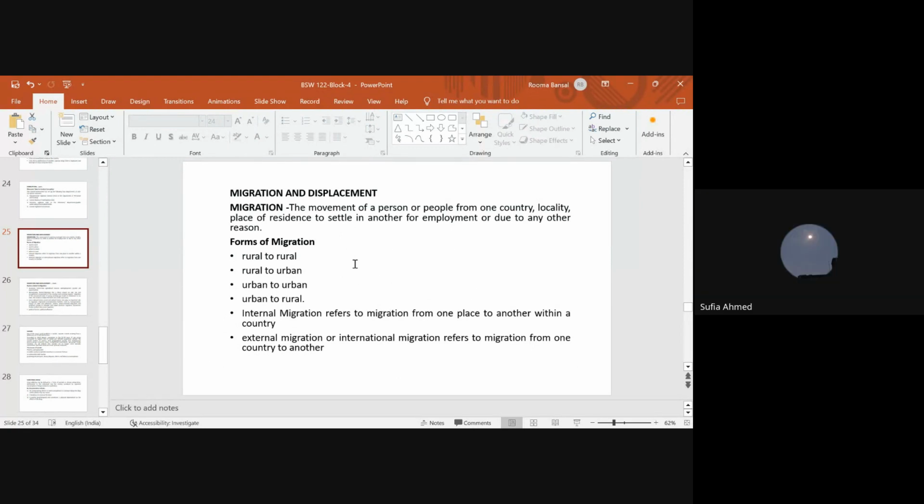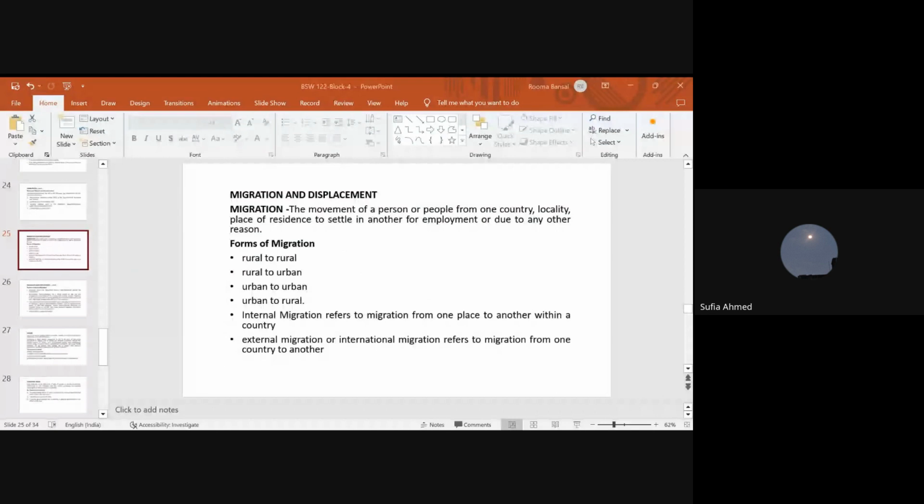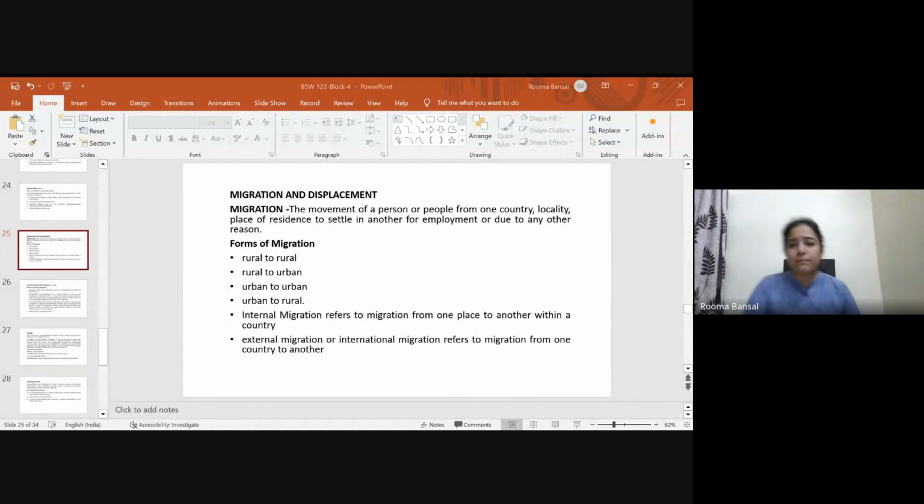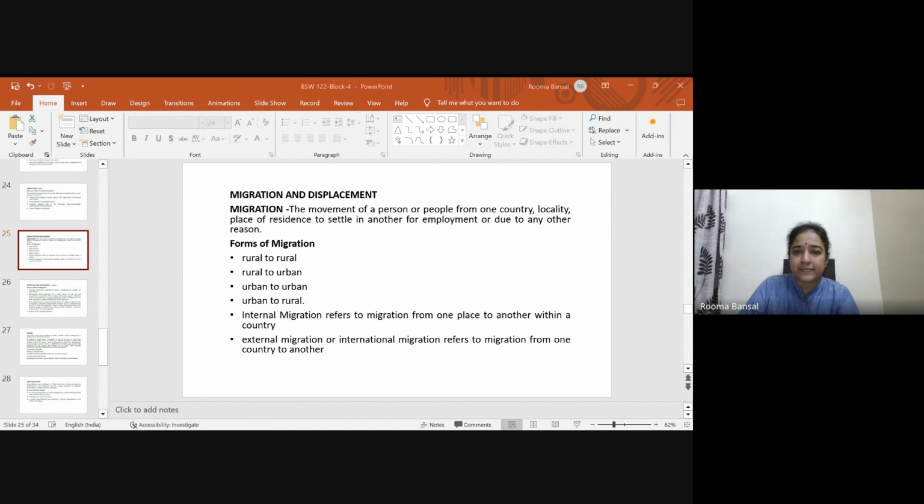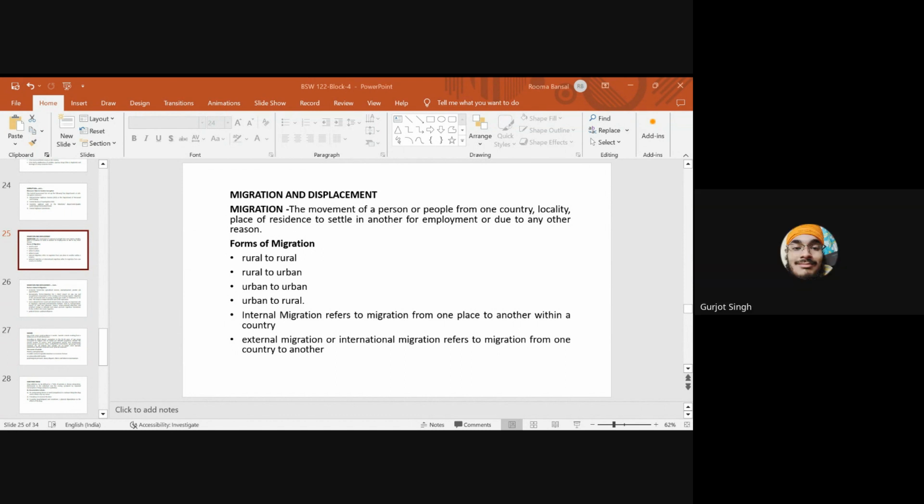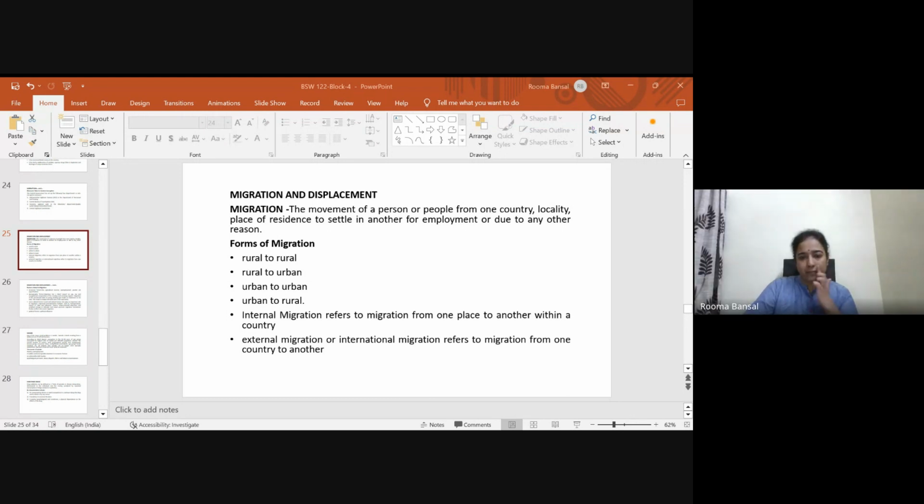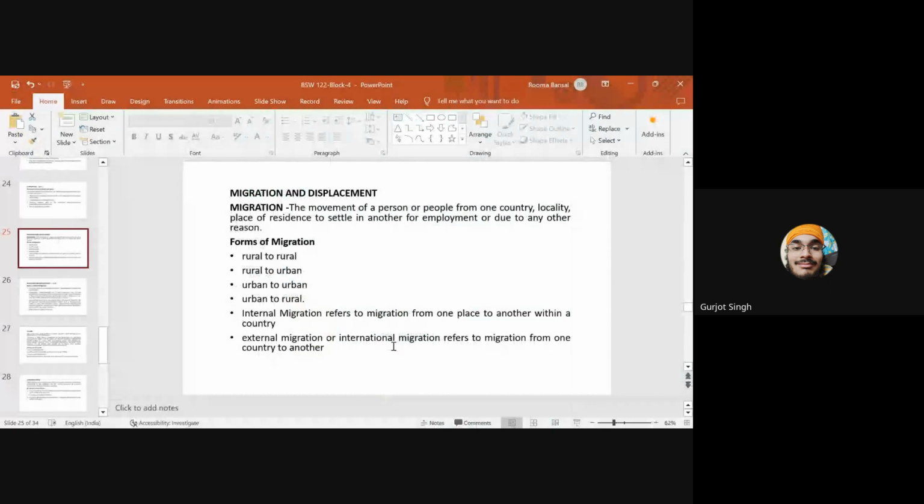Ma'am, can you please share the PDF for block 1 to 1? Sufia, I'm not getting you. You were saying something? Yes, ma'am, I'm saying send the PDF. Sufia, your voice is not clear. I think she is running out of network, maybe. Okay, yes, ma'am. She's running out of network.